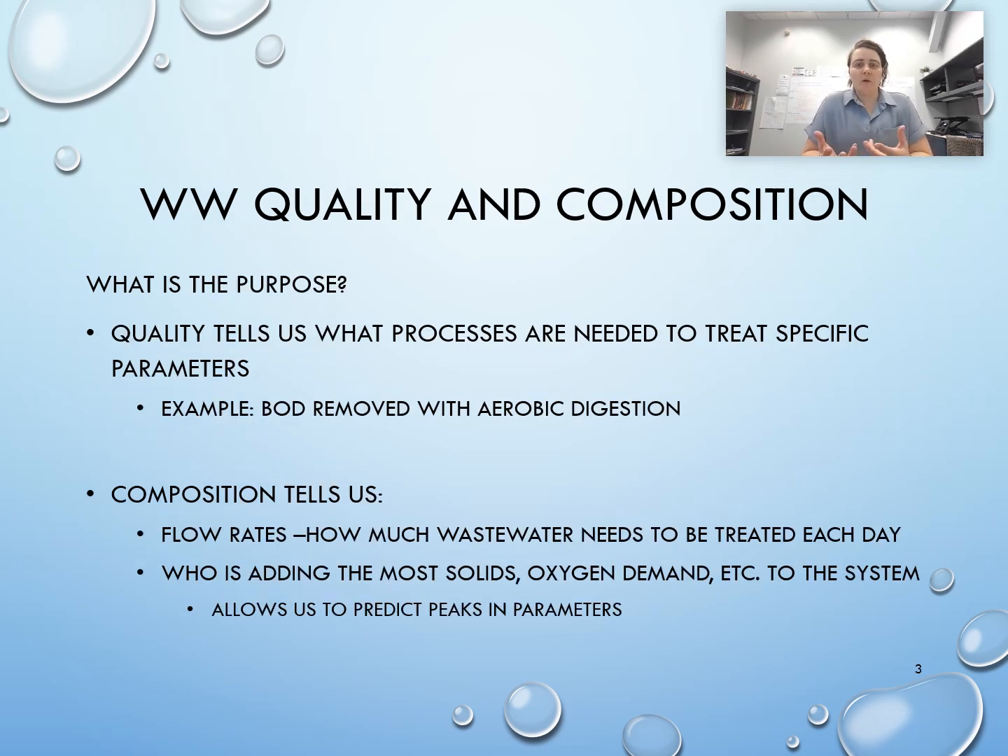So when we talk about quality and composition, quality tells us what processes are needed to treat specific parameters. Just like with drinking water treatment, many times we design our treatment units specific to whatever contaminant we're removing. Same idea with wastewater quality. We want to remove specific parameters. So the parameters that are in the wastewater are going to tell us what we need to do in terms of treatment. An example of this would be the removal of biochemical oxygen demand, BOD, with aerobic digestion. We'll talk about what that all means as we go through.